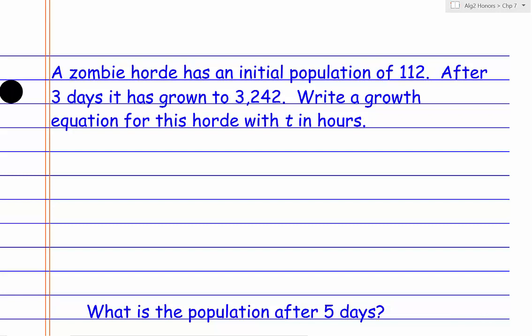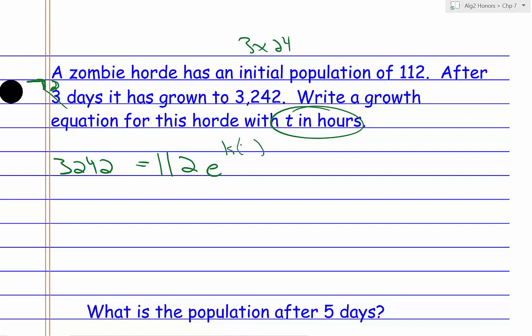Alright, so what do we have? A zombie horde has an initial population of 112, so that is definitely an A value. After 3 days, okay, so 3 times 24, because I see in the end it's times hours. Okay, so we're going to be at 72. So we're going to use 72 for this. It has grown too, so that means it's going to reach a whole different level here. And if you know anything about zombies, they do have a continuous growth rate, and that's what we're trying to find out. So it's going to take 72, but if I want to make this consistent, it's k times 72, just so it looks the way you're used to since this is brand new.